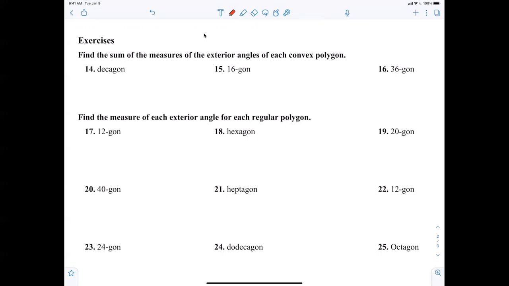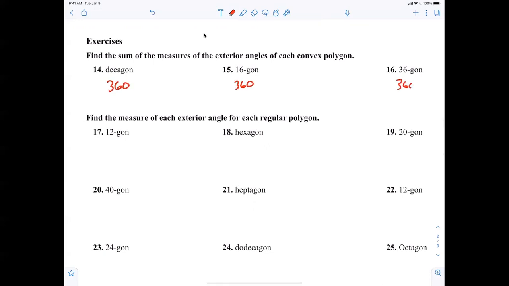What are you saying 360 degrees for? Because all of the exterior angles add up to 360, no matter what. Always, no matter what the shape is, the exterior angles will always add up to 360. Is that true for the interior angles? No, there is no such rule. So 360, 360, 360. Everybody good with that?